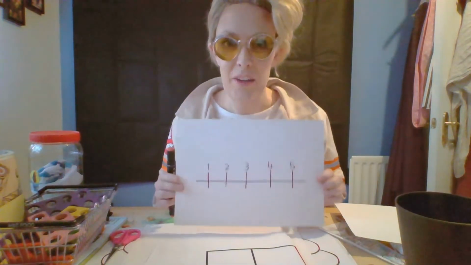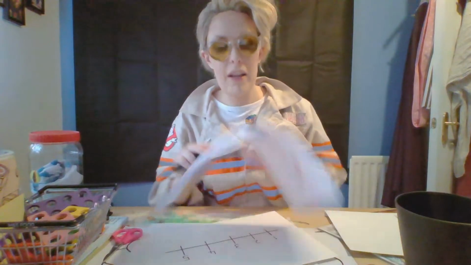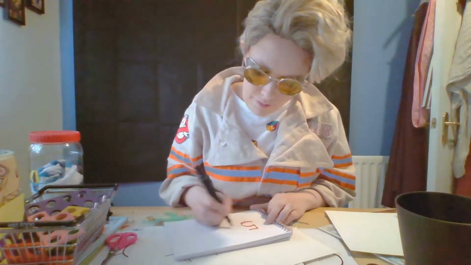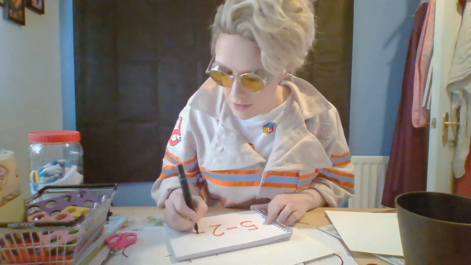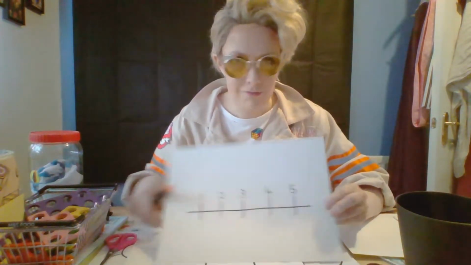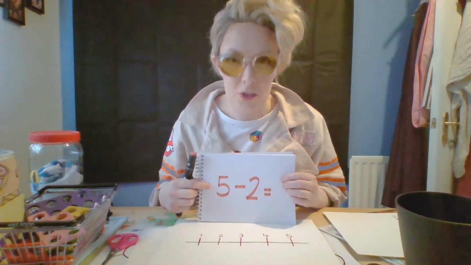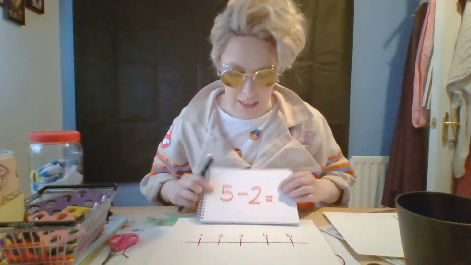So, okay, we've got 5. Imagine the question was 5 take away 2. Now I know you know the answer, because you've done this one before. However, we are going to use a number line to work it out. On a number line, you start at the number at the beginning of the question. So 5, that's where we need to start on our number line. So we're going to start at number 5.